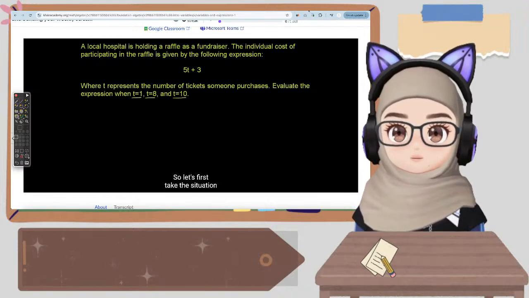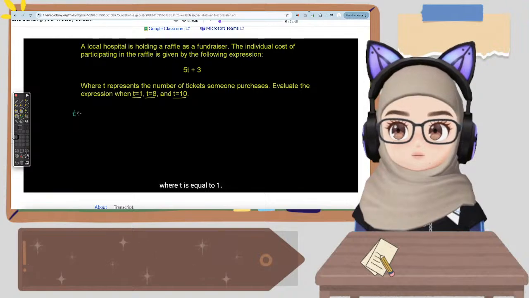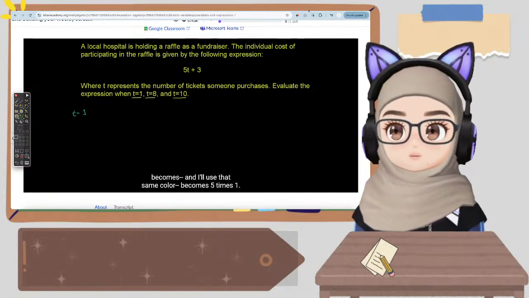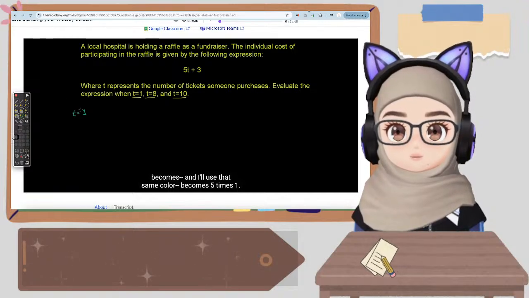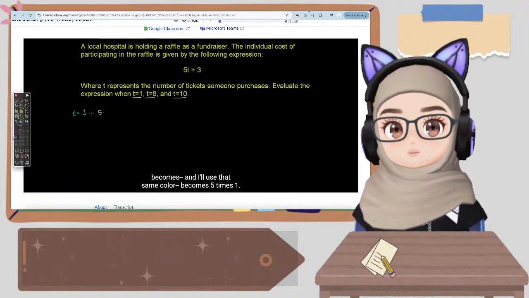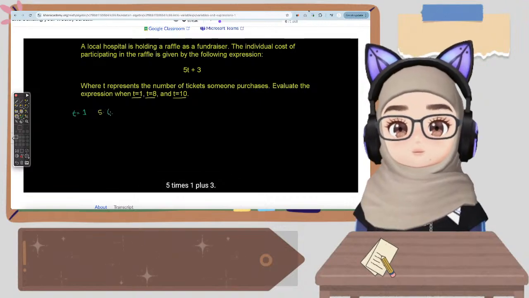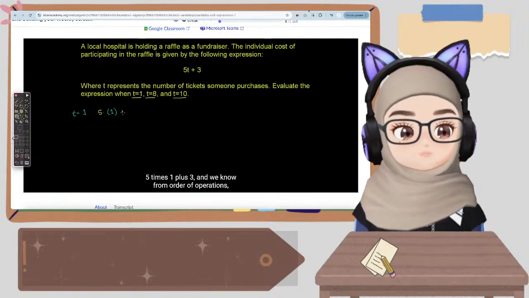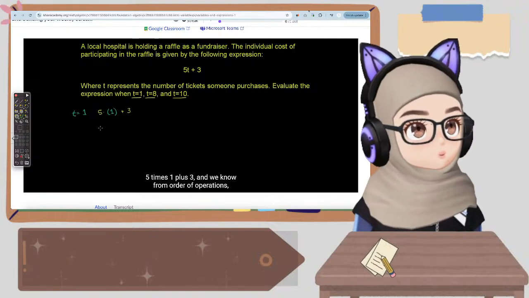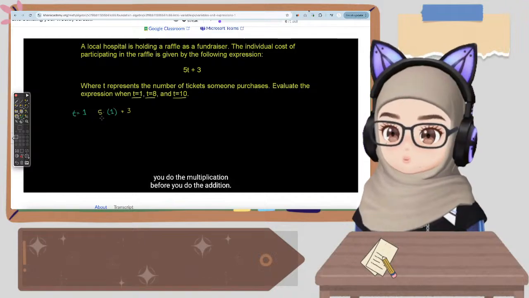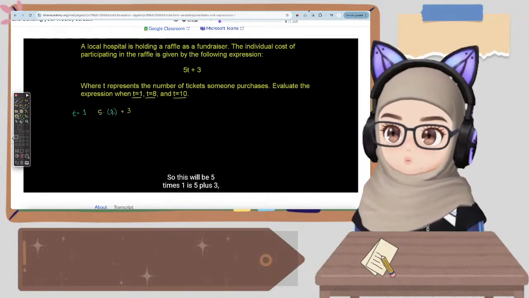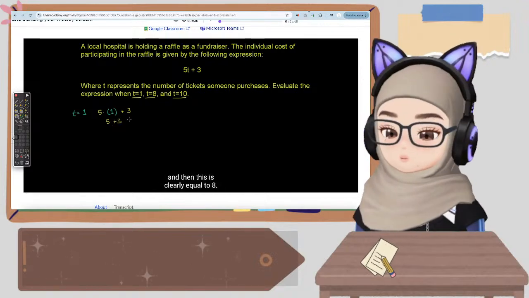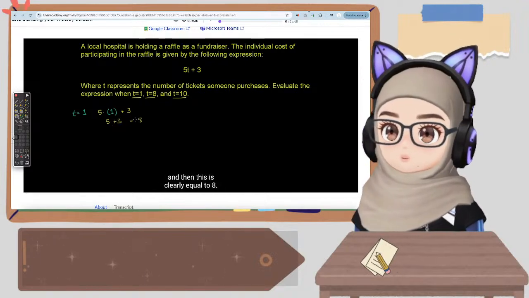So let's first take the situation where t is equal to 1. Then this expression right over here becomes, and I'll use that same color, 5 times 1 plus 3. 5 times 1 plus 3. And we know from order of operations, you do the multiplication before you do the addition. So this will be 5 times 1 is 5, plus 3. And then this is clearly equal to 8.